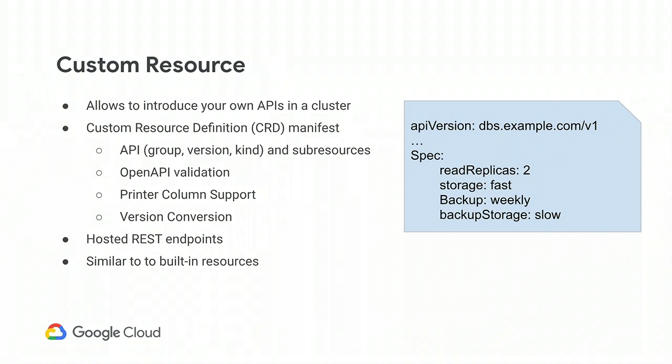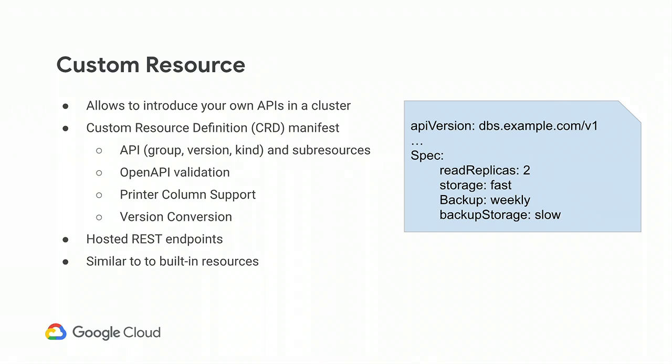The first primitive is custom resource. You must have heard of this term everywhere. A custom resource is nothing but another API provided by Kubernetes, which allows you to introduce your own API in the cluster. To give you an example, how do you do that with a custom resource definition? A custom resource definition is another declarative YAML file. You specify what I would call the schema for your custom resource.